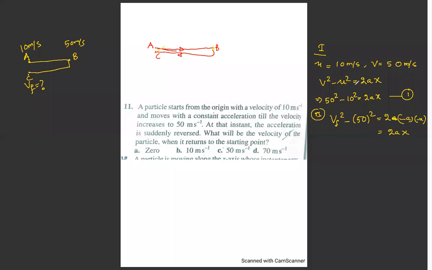So can't we equate both of them? Yes, we can equate both of them. So let us equate them. 50 square minus 10 square equal to Vf square minus 50 whole square, right? So now you can solve for V final. If you solve it, you'll be getting the value as 70 meter per second.